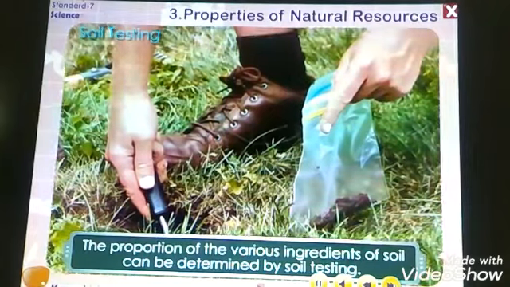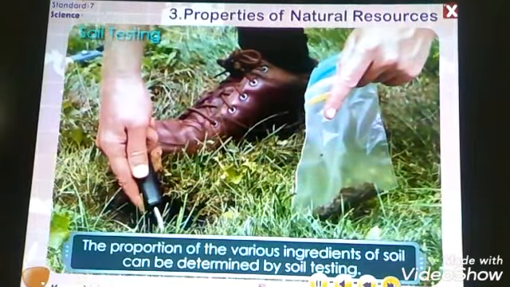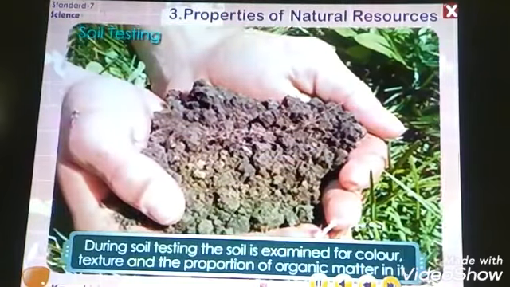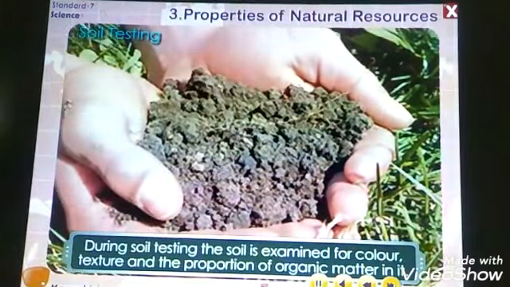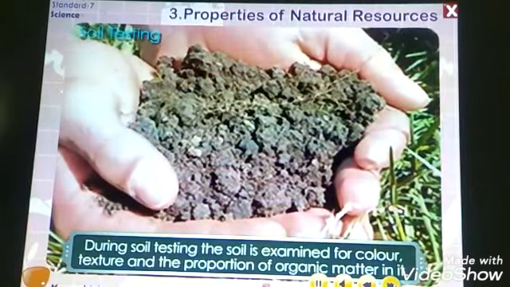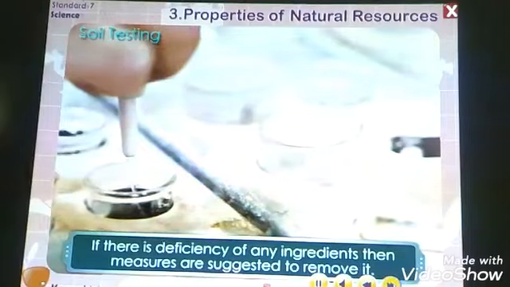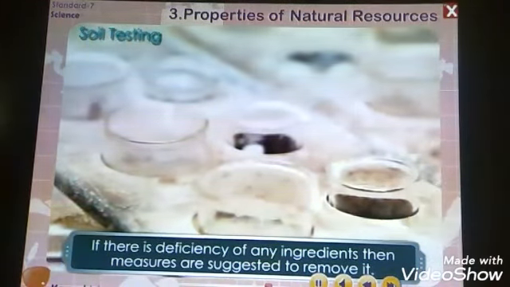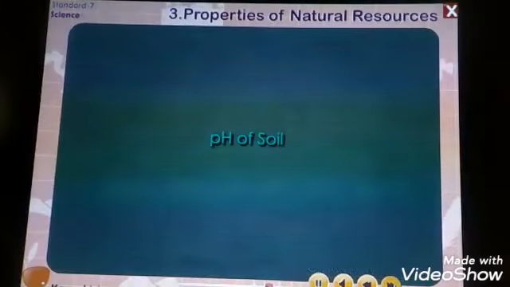Soil testing. The proportion of the various ingredients of a soil can be determined by soil testing. During soil testing, the soil is examined for its color, texture, and proportion of organic matter. If there is a deficiency of any ingredient, then measures are suggested to remove it.